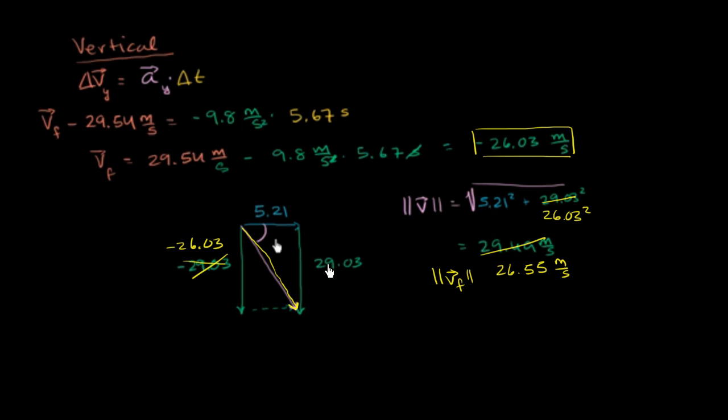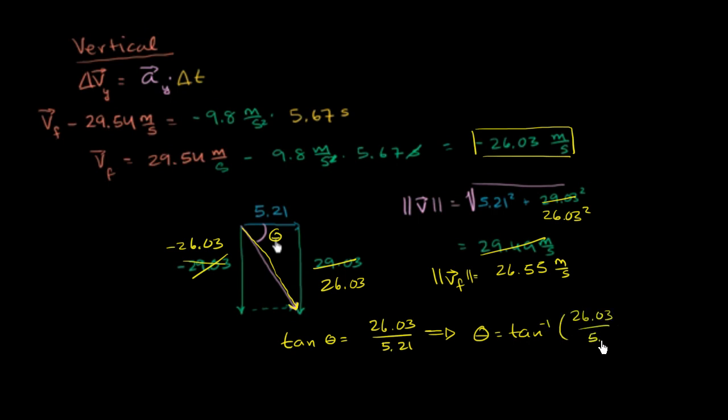And the angle, since this is not 29.03, this is 26.03, we can say that the tangent of this angle theta is equal to the opposite side over the adjacent side. So it is equal to the length of this vector right over here, which is 26.03, over the length of this vector here, which is 5.21. Or we could say if we take the inverse tangent of both sides, that the angle is equal to the inverse tangent, or the arctangent, of 26.03 over 5.21.